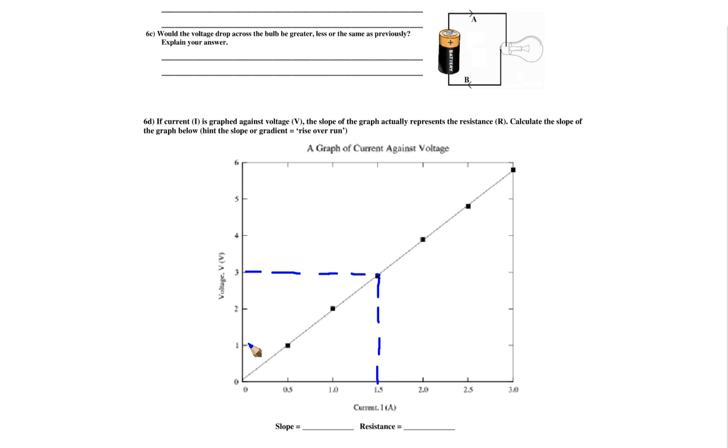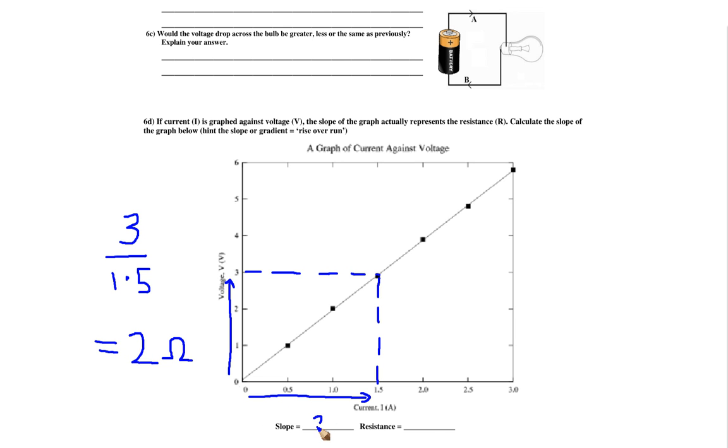Okay, so we take the rise, how far we came up. So that's here to 3, the rise 3, divided by the run, how far across we came over here. So the run is 1.5, so 3 divided by 1.5, should be able to do that one in your head, is 2, okay, and so the resistance must be 2 ohms, which is the unit for resistance. So the slope here is 2, and the resistance is the same value.